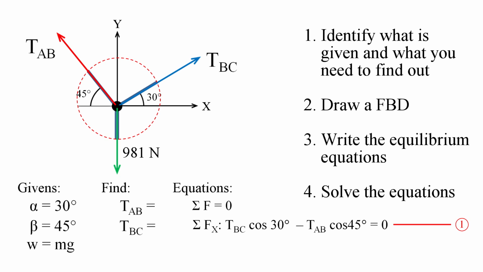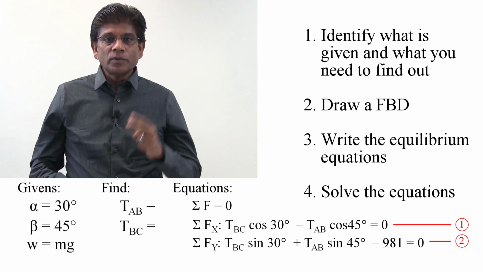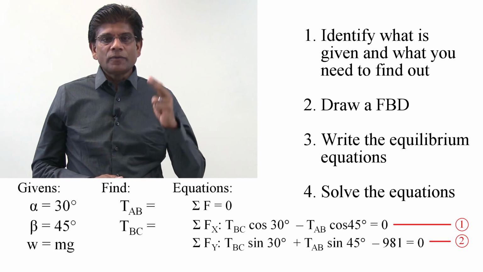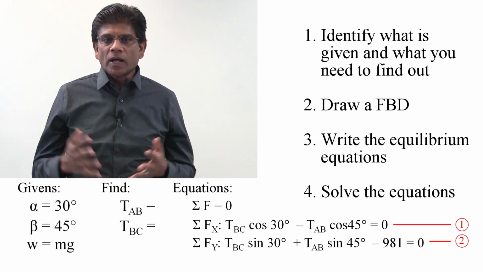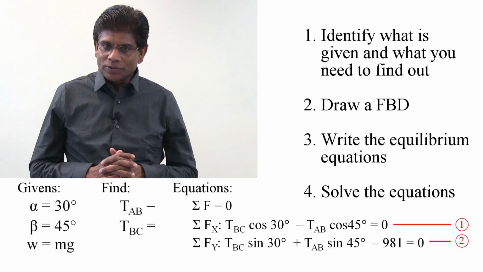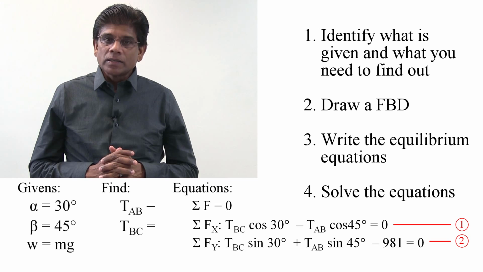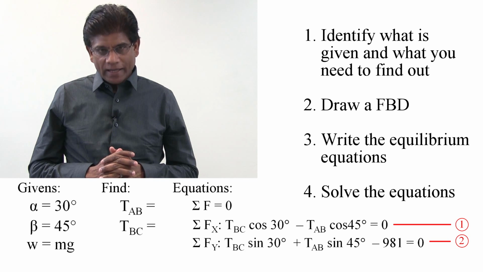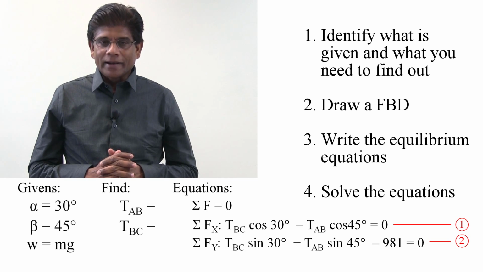Let's now sum up the forces along y-axis. T sub BC times sine 30 degrees plus T sub AB times sine 45 degrees minus 981 is equal to 0. This is our second equation. So we have two equations and we have two unknowns. So we can now solve them using any approach. Let's solve this using our calculator and write down the answers.